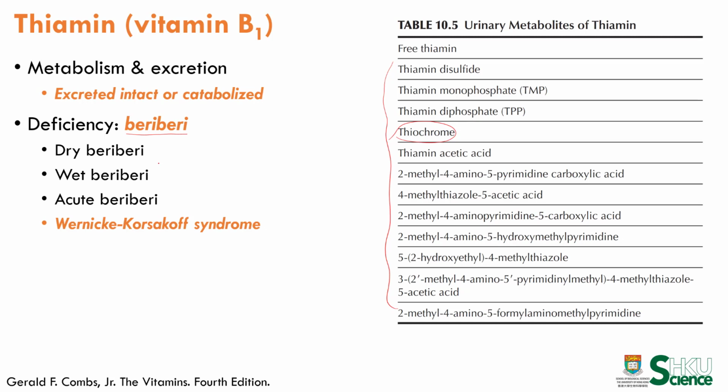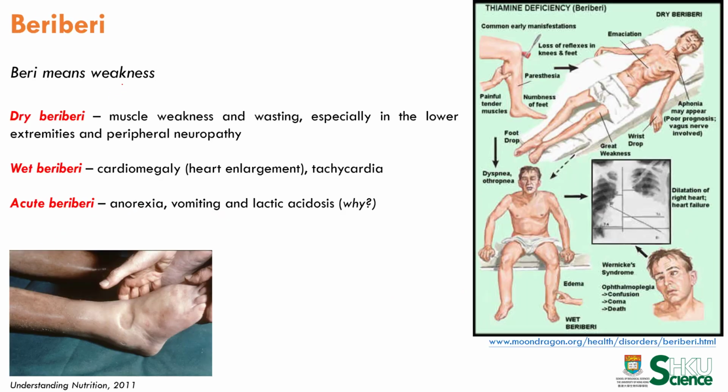There are 3 different forms of beriberi: dry, wet, and acute. And the more severe forms of thiamine deficiency can lead to Wernicke-Korsakoff syndrome. Beriberi, beri means weakness. So beriberi is a condition where the person suffering from it would feel weakness due to the inability to generate energy properly.